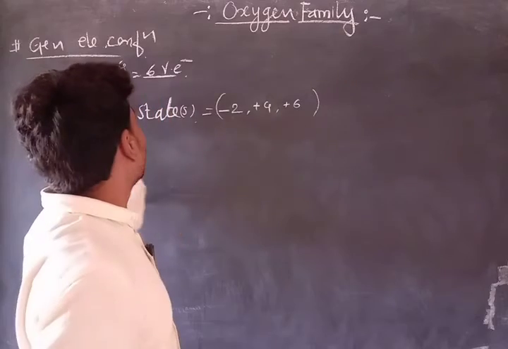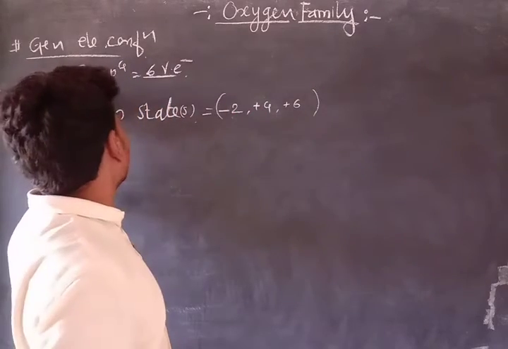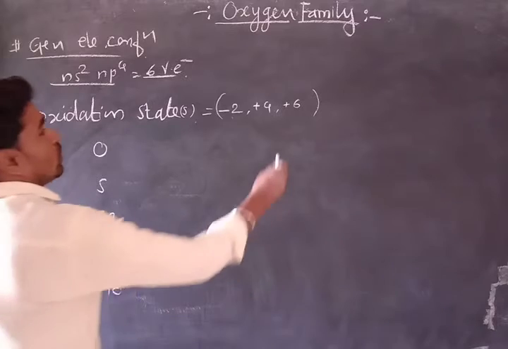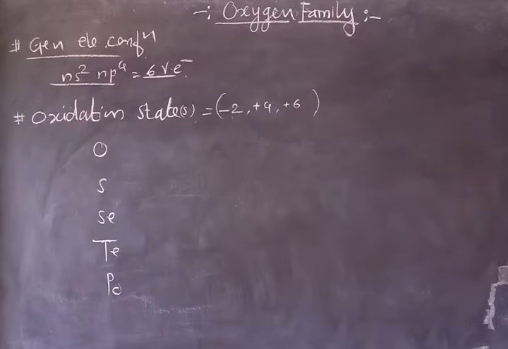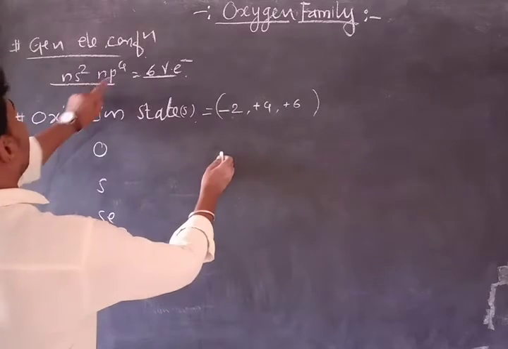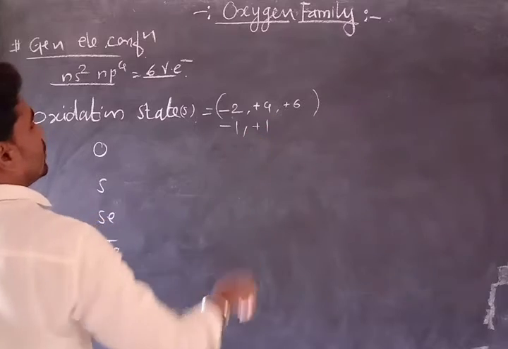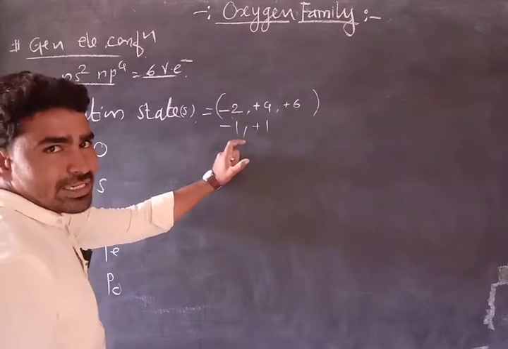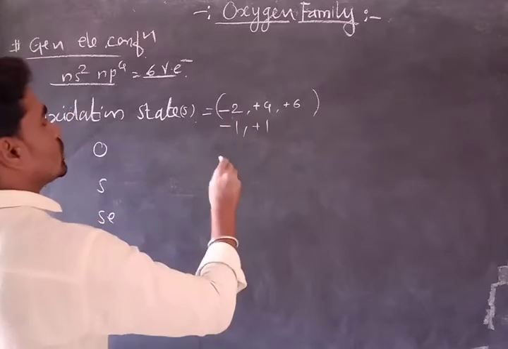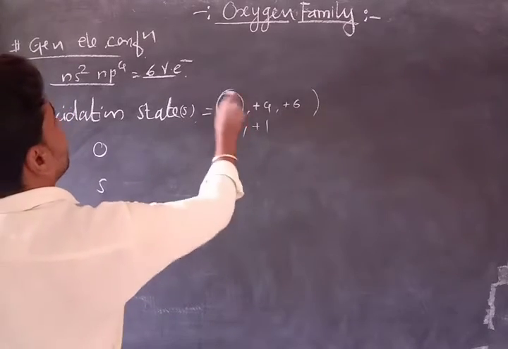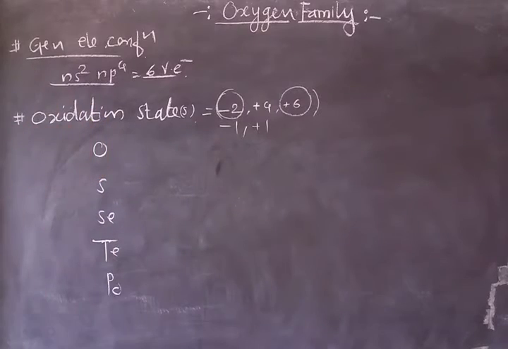They can lose the np4 electrons or total ns2 np4 electrons, and will show the +6 oxidation state. Sometimes they can also gain 1 electron, sometimes they can lose 1 electron. So like that, they show these oxidation states, but their most common oxidation state is -2 or +6. Here oxygen is generally found in -2 oxidation state. It is very well known.